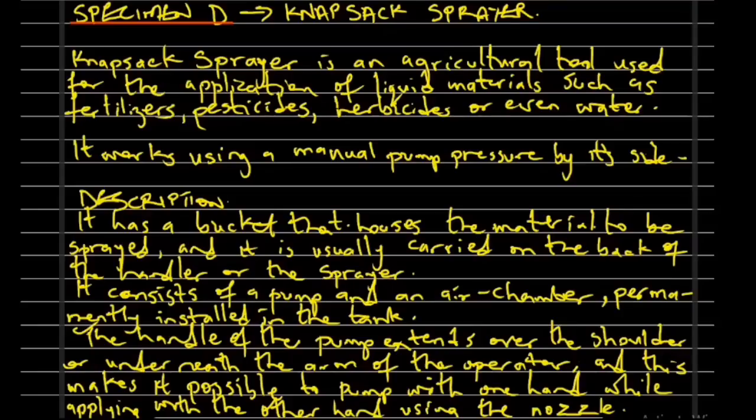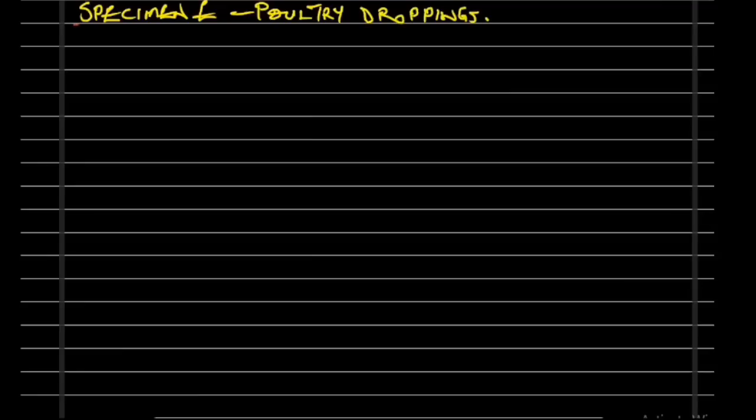So quickly we now move over to the next specimen, which is specimen E, and that is the poultry droppings. So we have that for our specimen E, poultry droppings.